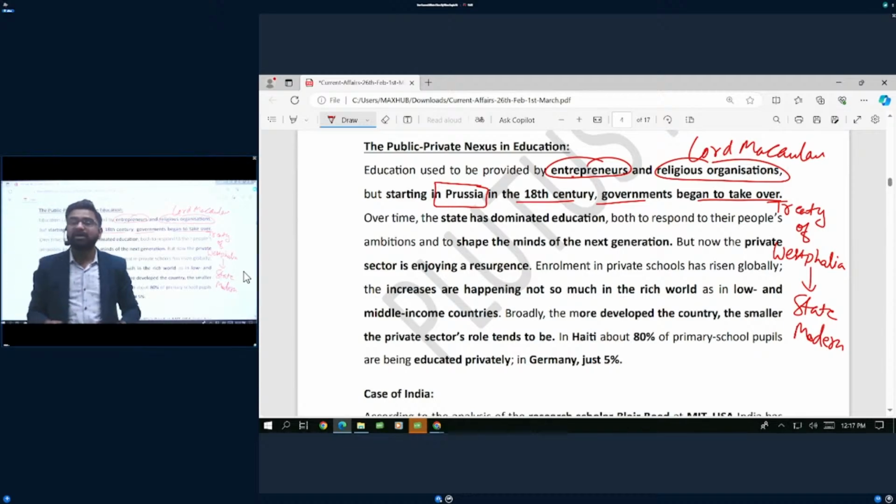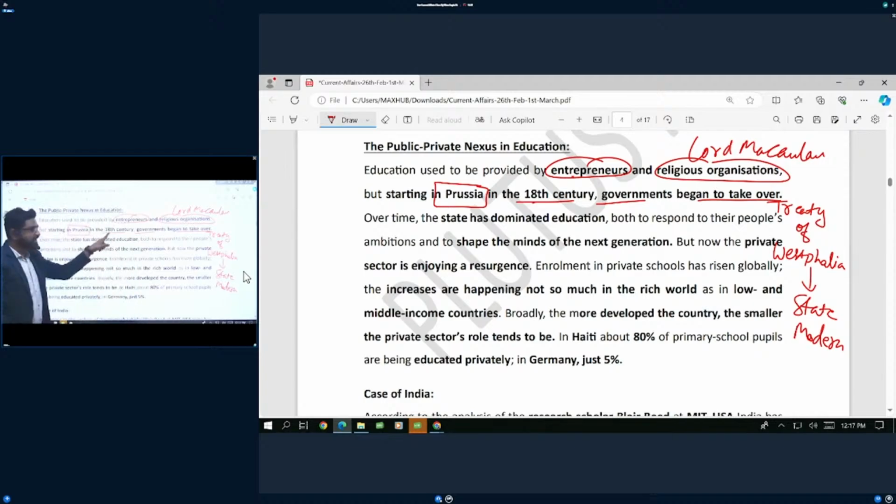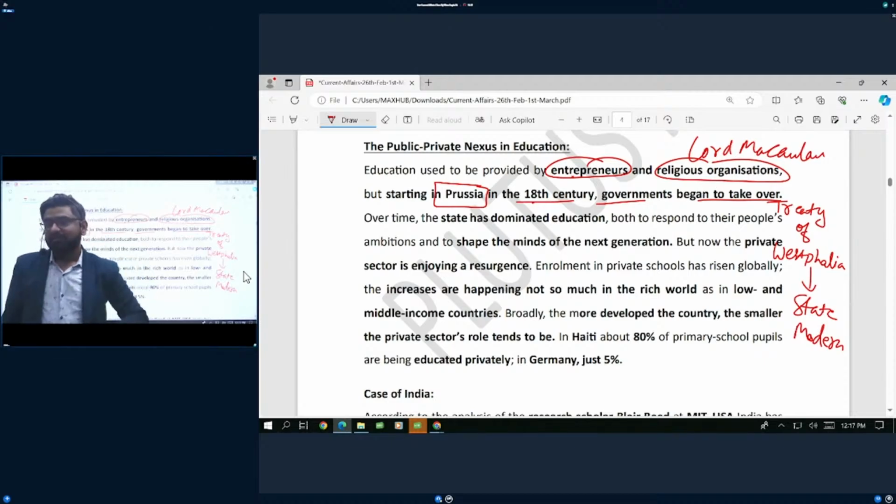So why did the change come in the 17th century? In the 17th century, the state became supreme over religion, and so the state controlled education as well. Why? Because the state understood one thing: education means control over the mind. If I control your education, I control you.